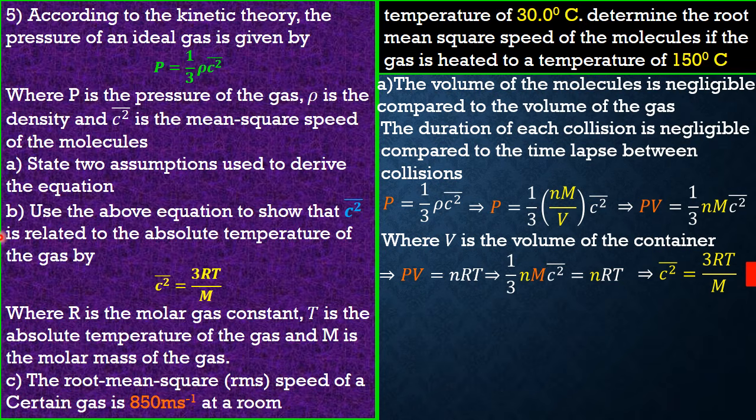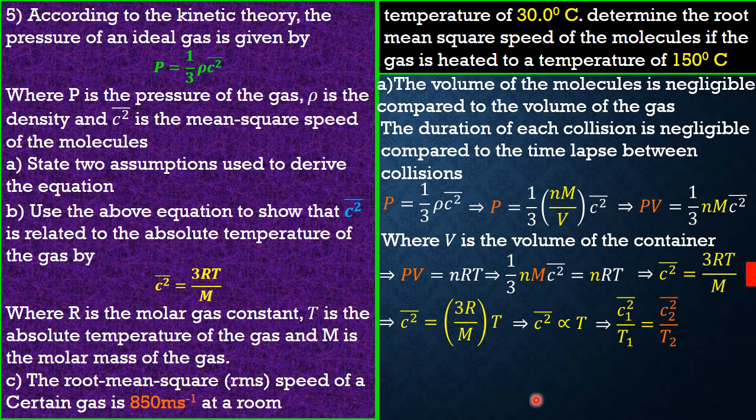So let's dive straight into it, friends. Notice that we can write c squared as 3R over m times T. In this case, R is a constant and m is also a constant. So we can see that c squared is directly proportional to T. What does this mean? It means that c1 squared over T1 is the same as c2 squared over T2, which is the same as c3 squared over T3, and so on. This is what directly proportional simply means.